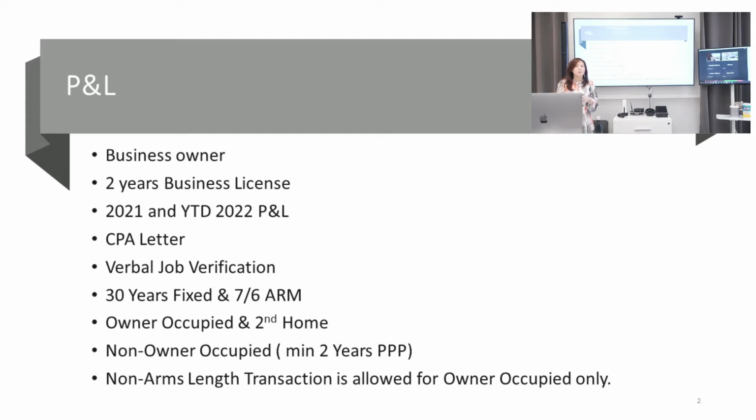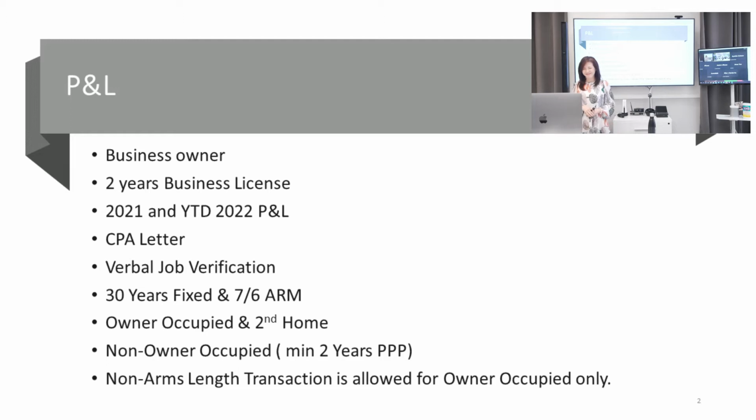Okay. So for P&L, the first requirement is the business owner has to provide 2 years of business license to prove that he or she owns and runs the business over 2 years. So beside the 2 years of business license and then the P&L, we need a letter from the CPA. The investor wants the CPA to be the person who signed the P&L, and the CPA license has to be on the P&L, and his signature has to be on there.